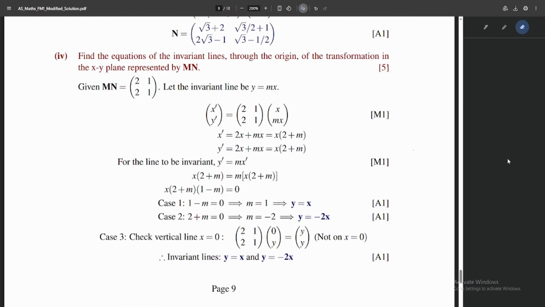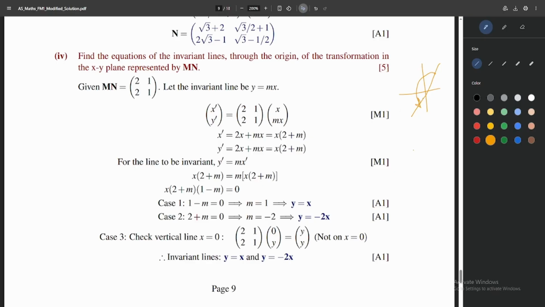In this question, we have to find the equation of the invariant line through the origin of the transformation of the xy plane represented by MN. Basically, an invariant line is such that, when we draw it like this, it goes through the origin, so y equals mx. When we use the transformation MN, any point on this line is taken back to this line again. It could even be the same point. Other points could go another way, but if the point is on this line, it will go back to this line.